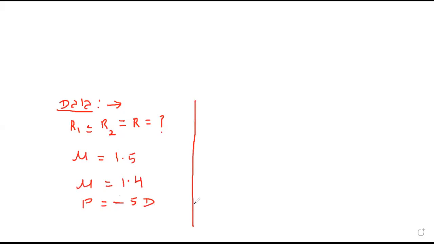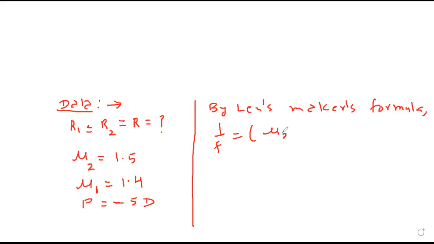Now see, because we want R and mu is given, so in our formula, this is mu of lens and this is the medium in which it is placed. So I will write this as mu 2 and the medium is the first one where it is placed. So by lens maker's formula, by convention, 1 upon F is mu of lens, that is second medium, with respect to first in which it is kept. So it is not glass with respect to air, it is lens with respect to second medium. Minus 1 into 1 upon R1 minus 1 upon R2.